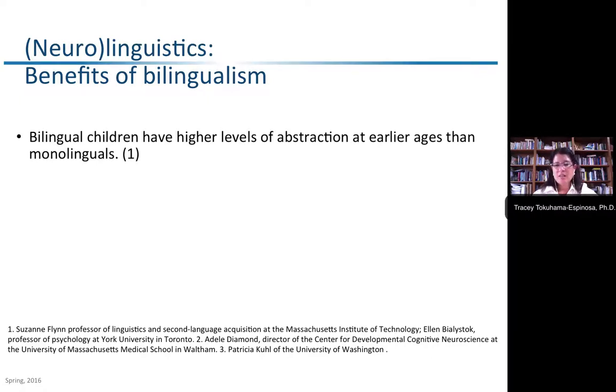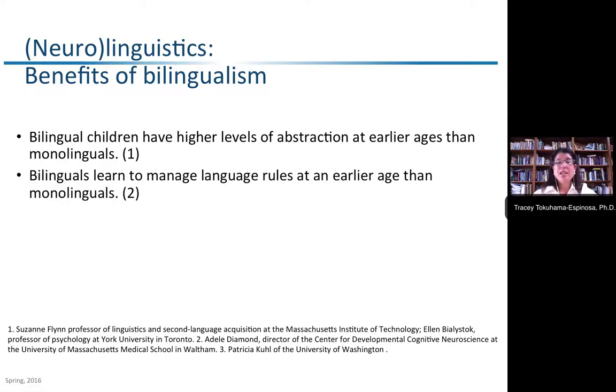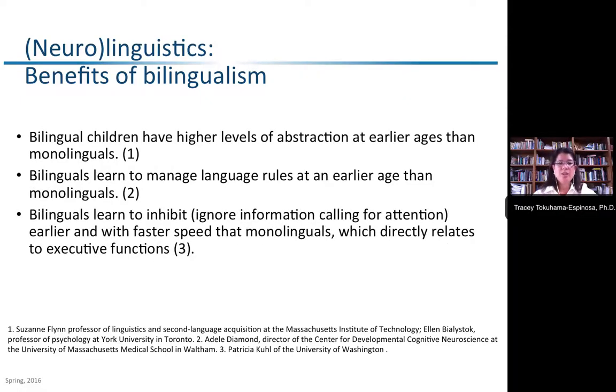Bilingual children have a higher level of abstraction than monolinguals. They learn to manage language rules quicker than monolinguals. And they learn to inhibit information, inhibit stimuli that's not productive when producing language. They learn that faster than monolinguals.